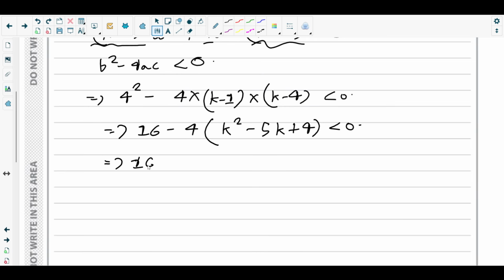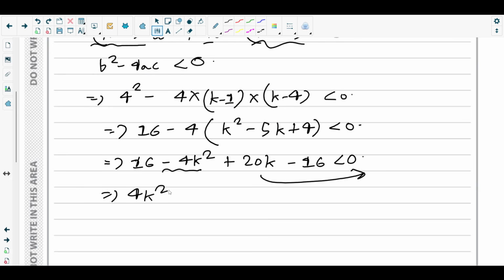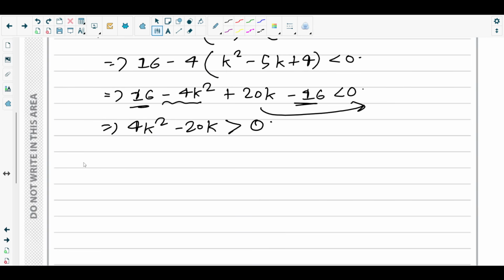So 16 minus 4k squared, multiply the bracket, plus 20k minus 16 should be less than 0. Okay, now take all the terms to the right side so that we can have positive 4k squared. So 4k squared, negative 20k, negative 16 plus 16 cancels out. And now the whole term is on the right hand side, which is greater than 0. Okay, now you just need to solve this quadratic inequality.